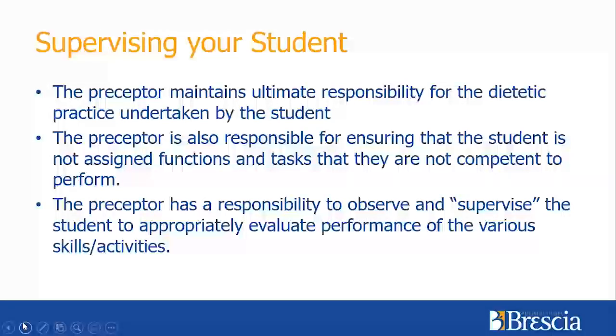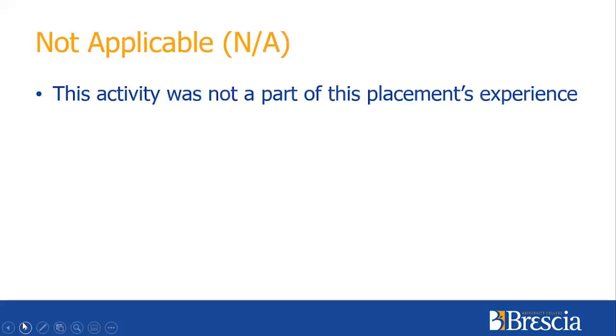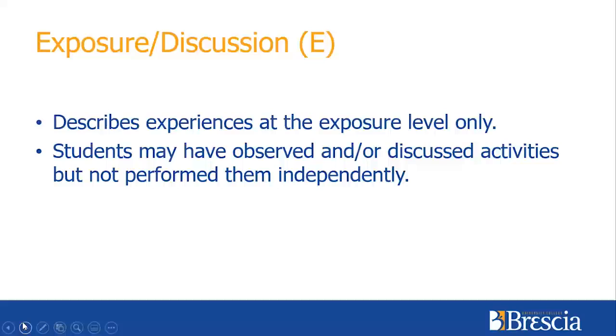The performance rating categories are as follows. NA, not applicable. E, or exposure and discussion. S for supervision, M for minimal supervision, and C for competent. Let's go through each of the categories in more detail. Not applicable means that this activity was not part of the placement experience. Exposure or discussion describes experiences at the exposure level only. The students may have observed and or discussed the activity, but have not performed them in a hands-on way.